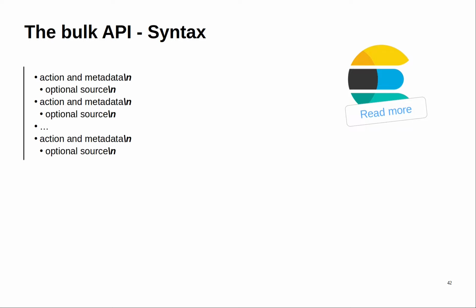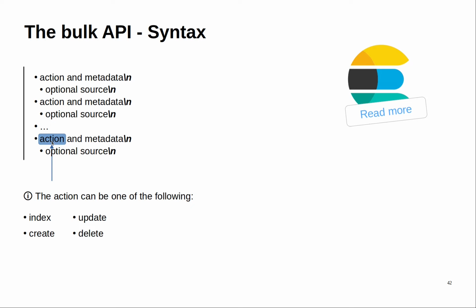Okay, so as you can see, this is a process where you alternate between the action and the source. The available actions include indexing, creating, updating, and deleting documents. However, not all actions require a source. Only the update, index, and create actions need one.